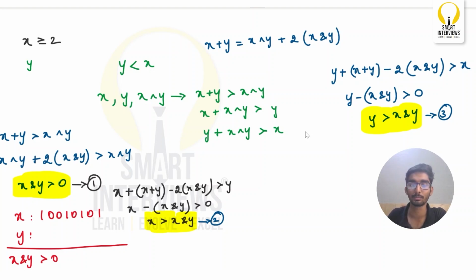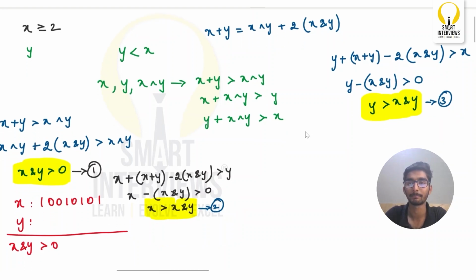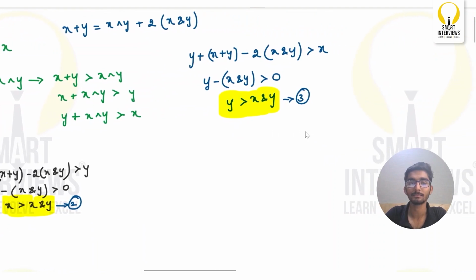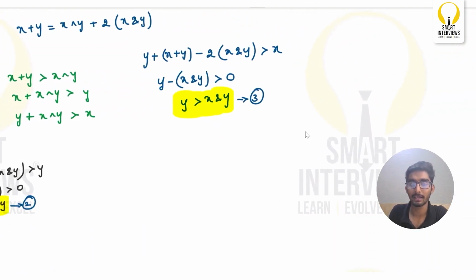Let's see equation 2. What can we say about it? x has to be greater than x AND y. It is not dependent on y. We can't get much information from equation 2, so let's see equation 3. y has to be greater than x AND y. Suppose x is some number again, and y is a number which is less than x, we can't have any set bits here. From here we can have.